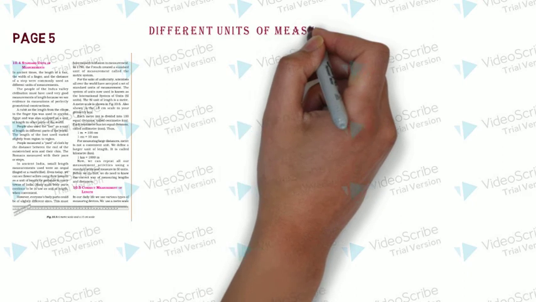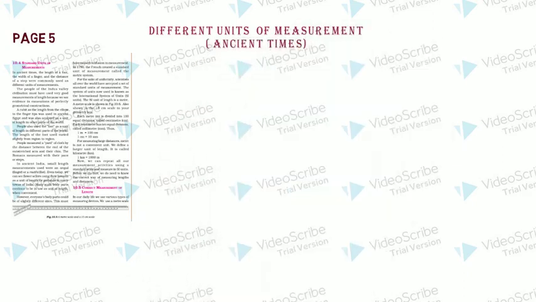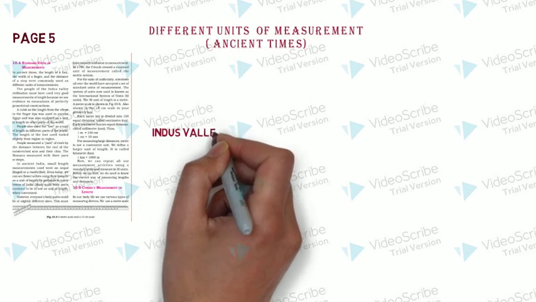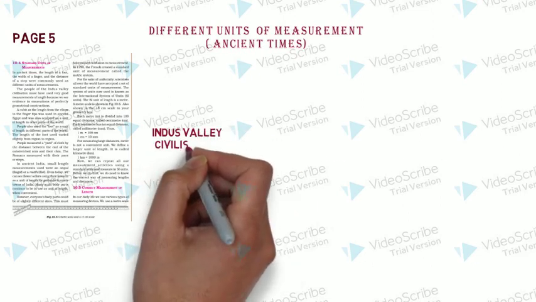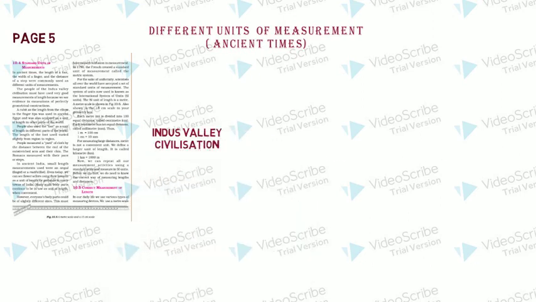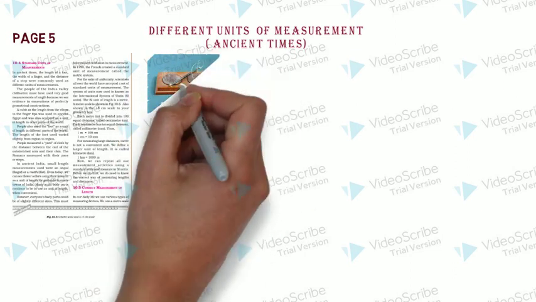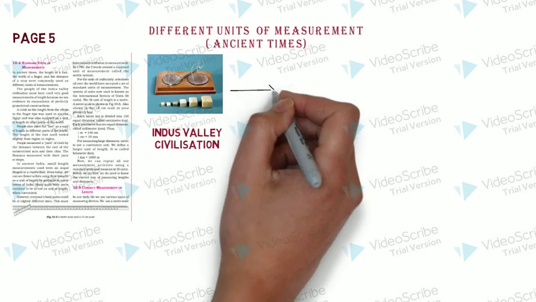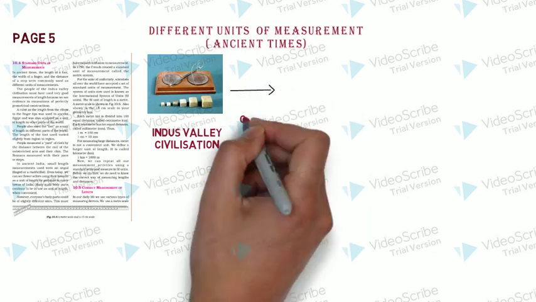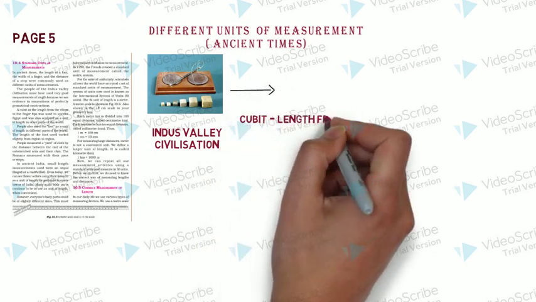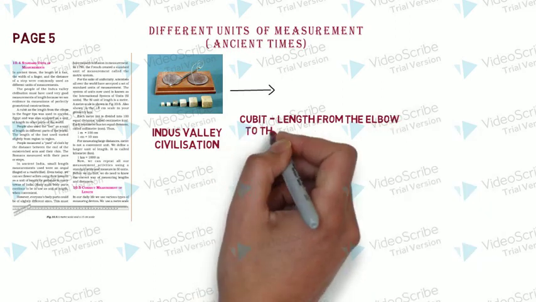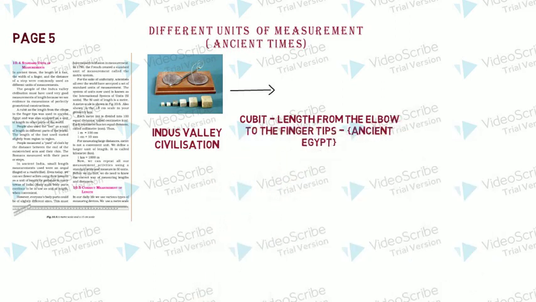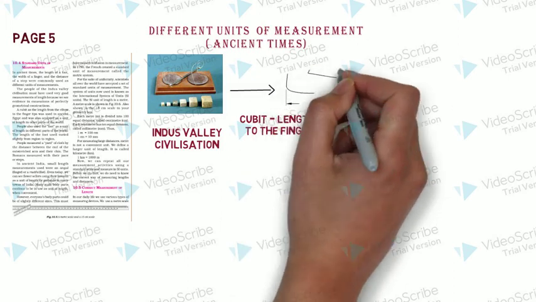So, in this page, we see different units of measurement used in ancient times. For example, if you take the Indus Valley civilization, the picture itself shows proof of how precise the measurement used in those days was. Next comes the cubit. In ancient Egypt, the cubit was used as a unit of length. It is nothing but the length from the elbow to the fingertips. That we call 1 cubit.